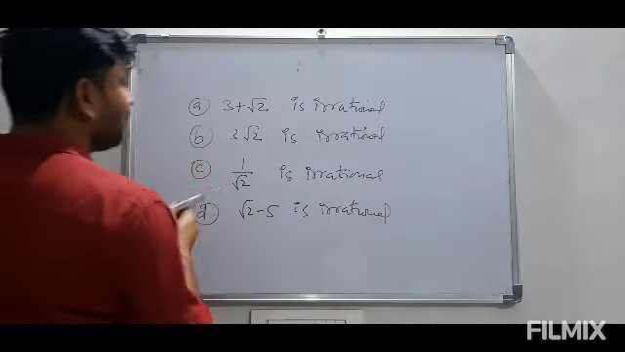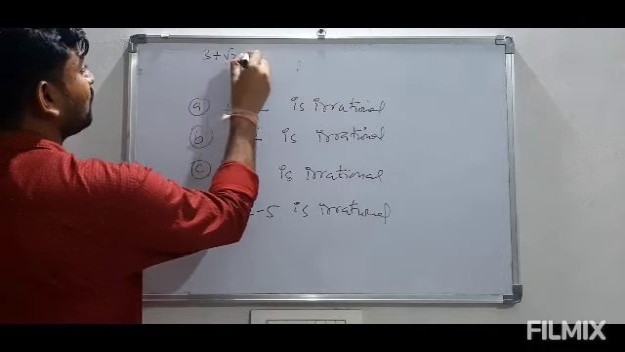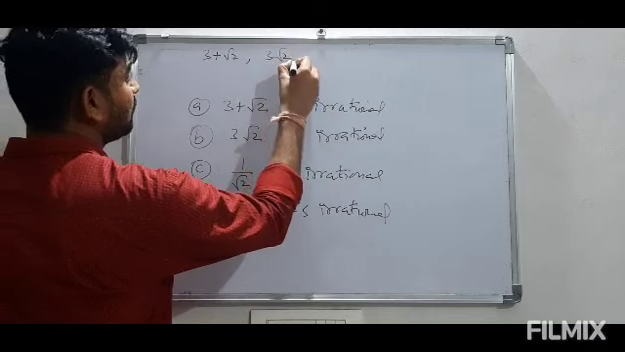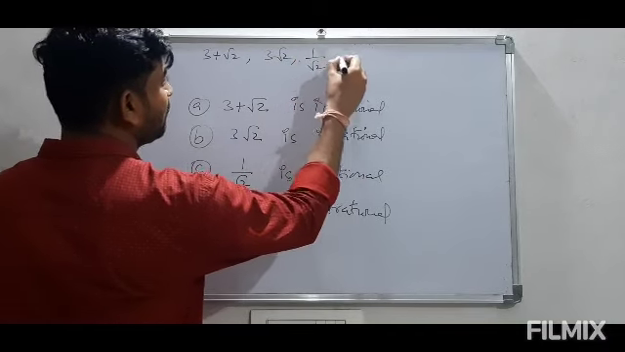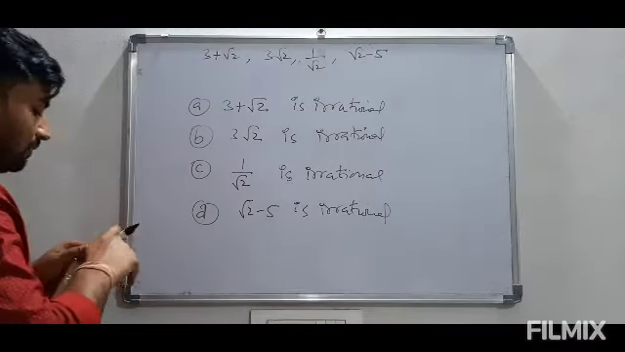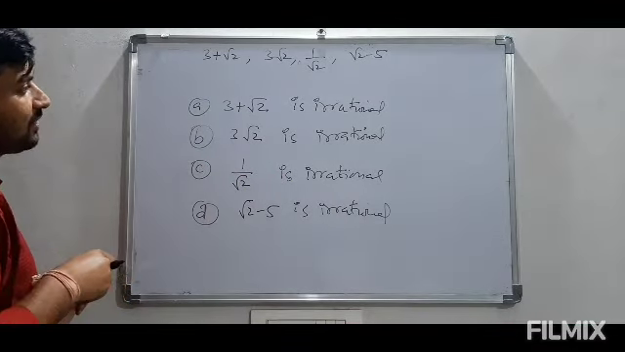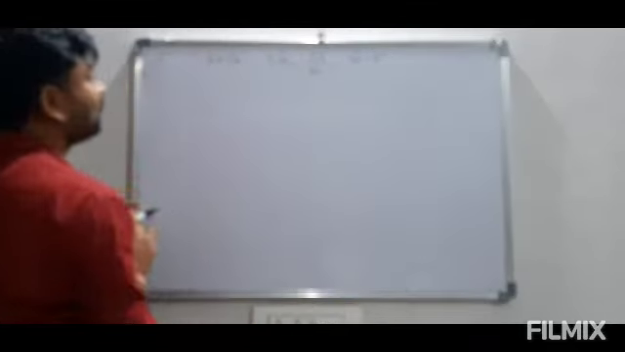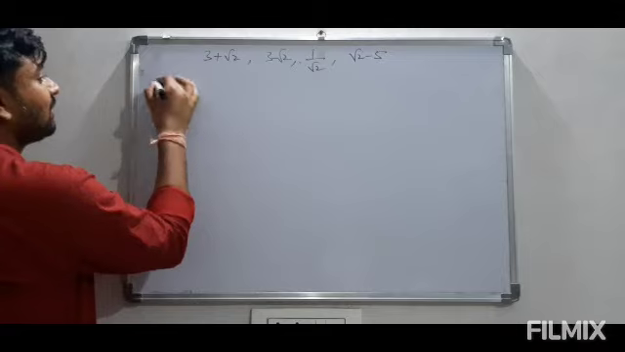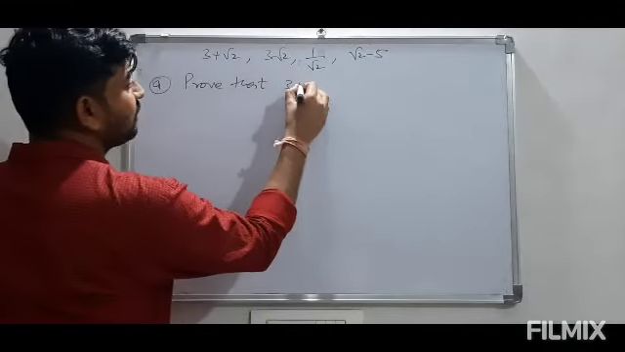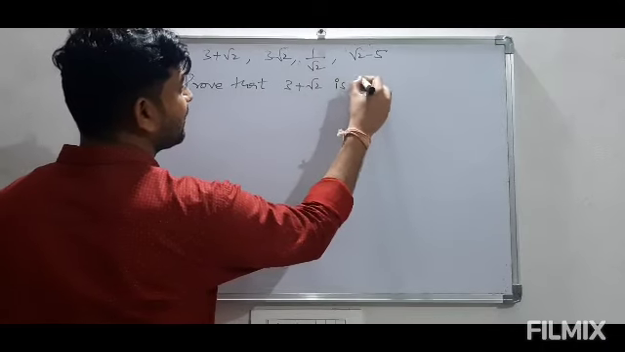I will be taking them one by one, like 3 plus root 2, 3 root 2, 1 by root 2, root 2 minus 5, and we will be proving them one by one. So let me start with the first part, that is to prove 3 plus root 2 is irrational. Our first part is prove that 3 plus root 2 is irrational.